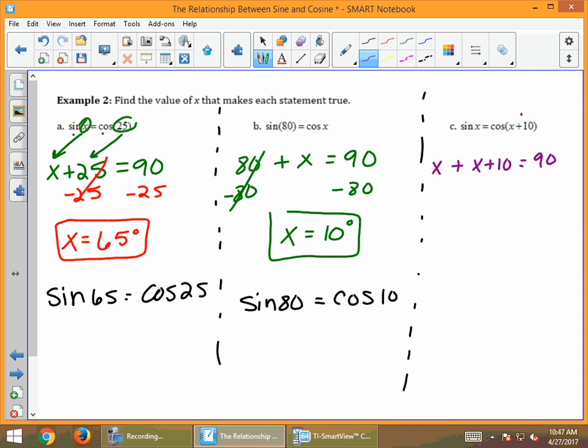You solve: x plus x is 2x. Combine the like terms first. And then solve. Move over the 10. 90 minus 10 is 80. Divide by 2.